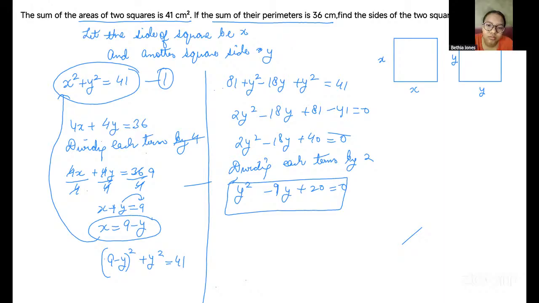Sir, how did you get 2y square? Because y square and y square. I open this bracket, it is a minus b whole square, so it is a square plus b square minus 2ab, and the y square was already there and 41 was already there. So I add the y square and y square, it becomes 2y square. You got the answer?